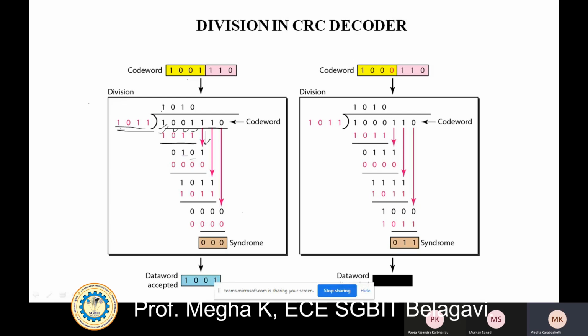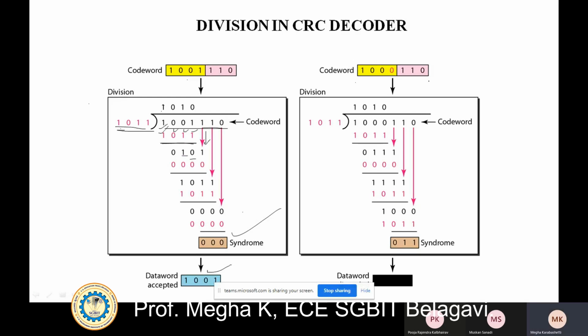Similar operations are performed here with modulo 2 division. Finally, at the end of the operation, I need to get the remainder as 0. If the remainder is 0, that means the data is not corrupted. If the remainder becomes 0, the data is not corrupted, which means the packet is accepted.